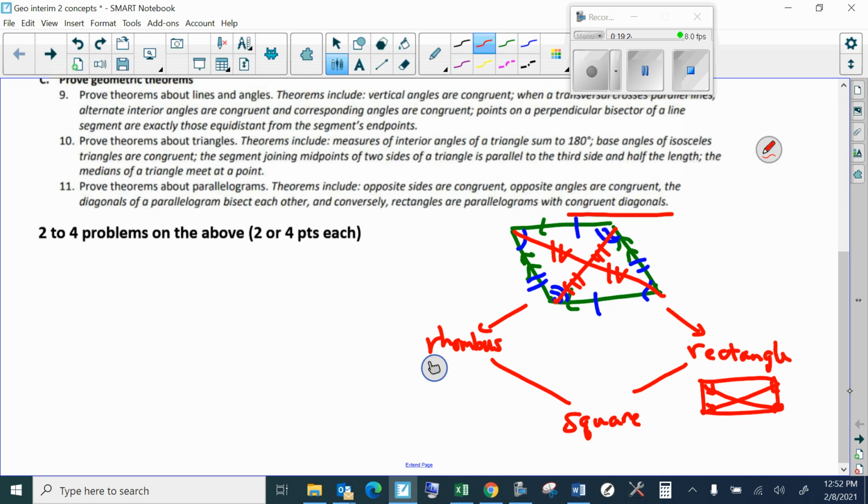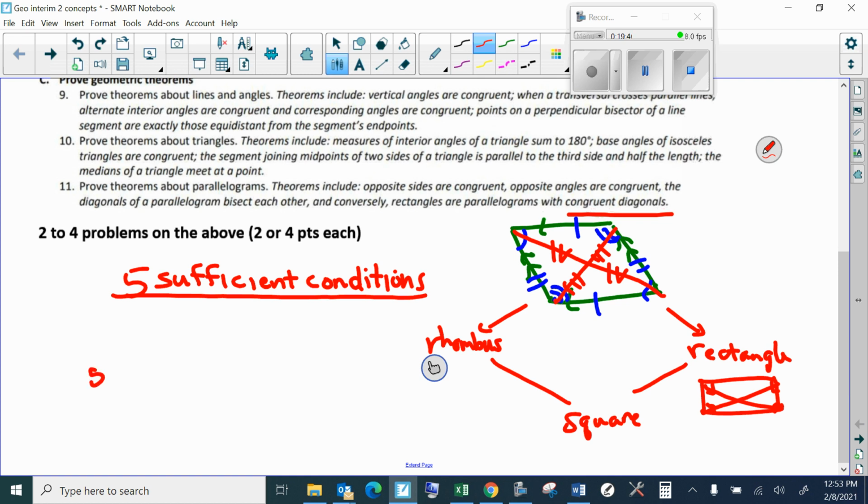There will be 2 to 4 problems on that, 2 to 4 points each. Remember the 5 sufficient conditions at the bottom of your quadrilateral hierarchy sheet. Remember, this is to prove a quadrilateral is a parallelogram. If one of those 5 is true, which are these 4 up here that they just listed, plus the 5th one. Remember, the 5th one was if one pair of sides is parallel and congruent, then it's a parallelogram.